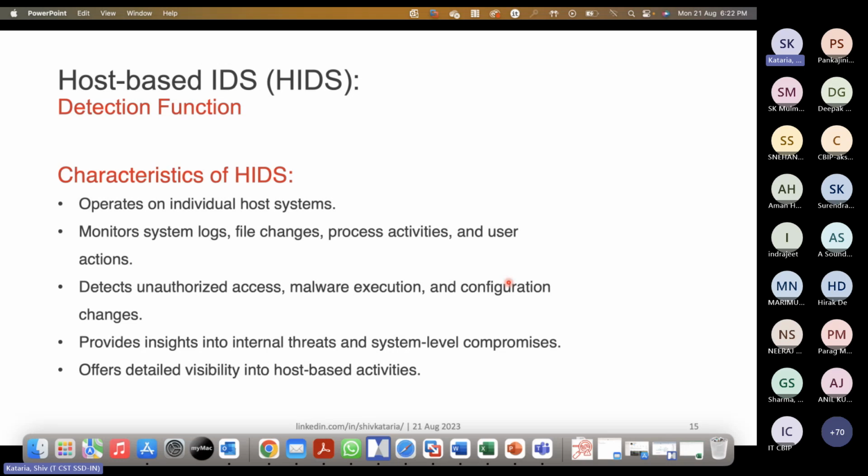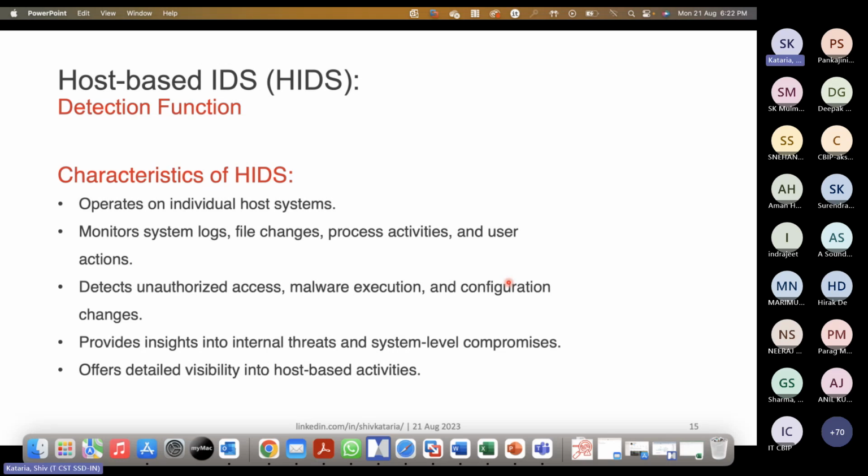Then we similarly have host-based IDS, which we can also call endpoint-based IDS. They work on individual host systems, and they read log files, changes in files, process activities, and user actions, and based on that tell whether the behavior is intrusive or regular. They also detect unauthorized access, malware execution, and configuration changes of files, and they provide insight into threats and system-level compromises.